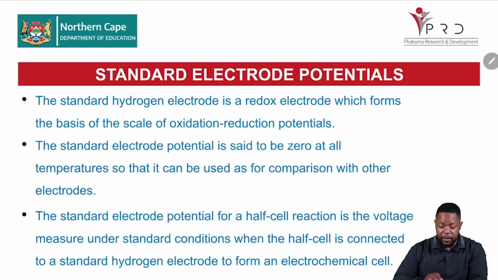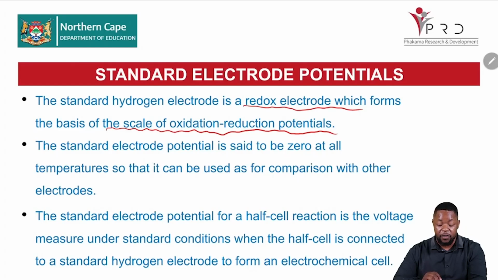The standard hydrogen electrode is a redox electrode which forms the basis of a scale of oxidation reduction potentials. So we use it as a scale, as a reference, a point from which we start measuring. Its potential is 0, as we indicated, and it is said to be 0 at all temperatures so that it can be used for comparison with other electrodes. It is used to compare with other electrodes, and we use it to measure all the other potentials of the other elements.